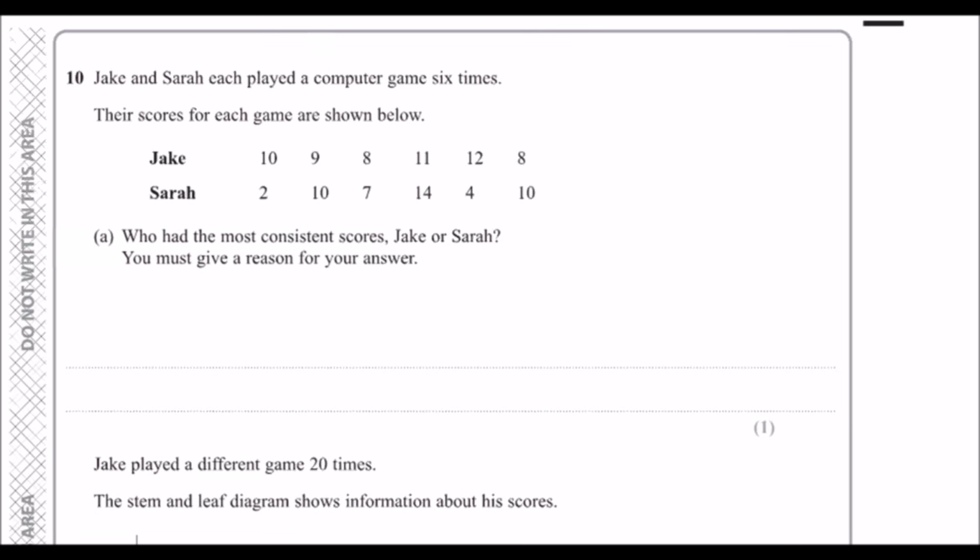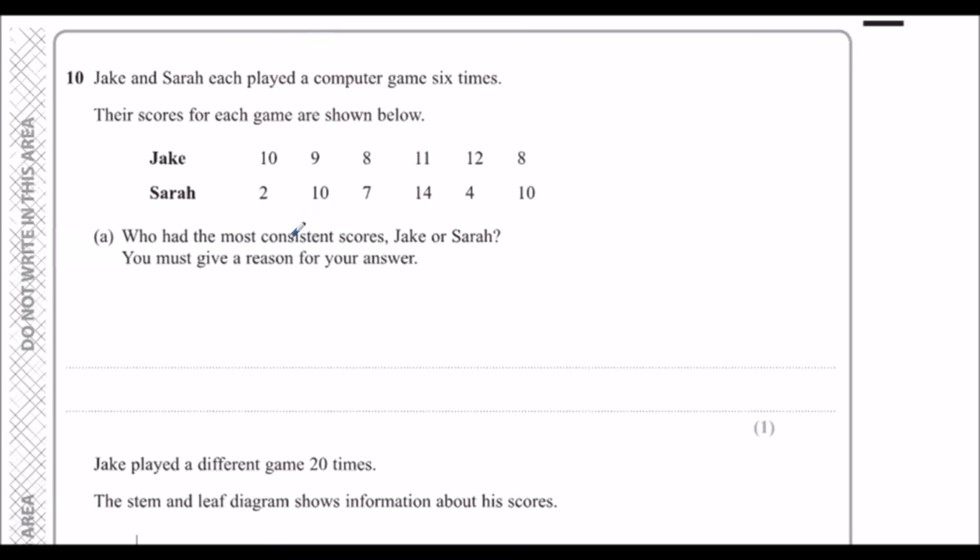Okay, question 10. Jake and Sarah each played a computer game 6 times. Their scores for each game are shown below. So Jake's got some scores and Sarah's got some scores. The question is, part A, who had the most consistent scores? And you must give a reason for your answer. So the most consistent scores, how can we measure that? So we could measure the range. We could say whose scores are most spread out using the range.